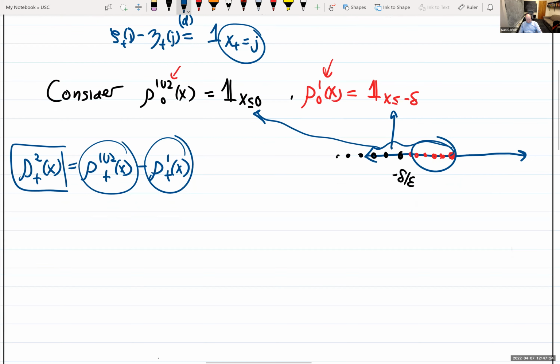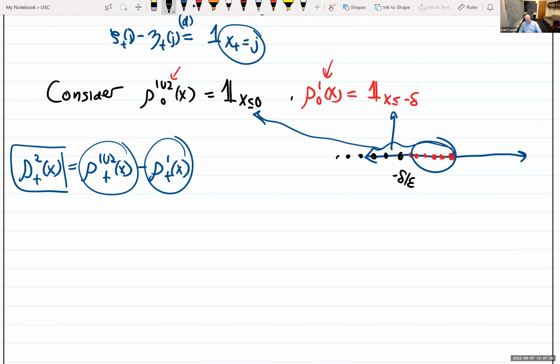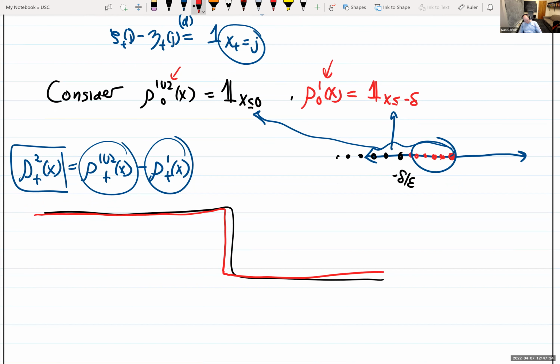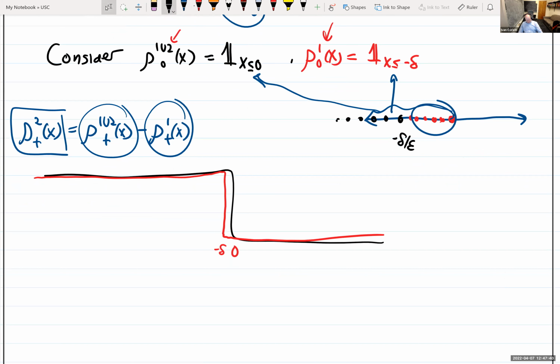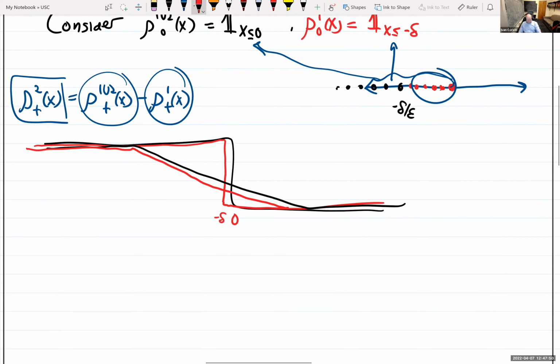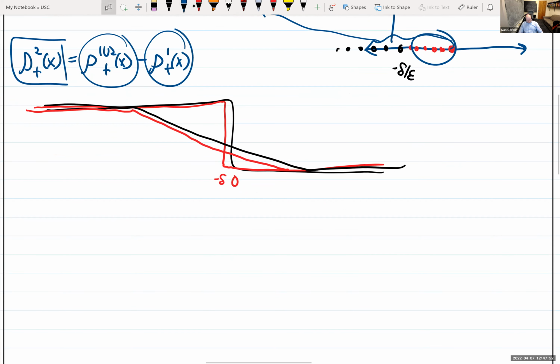So if I draw these, these are my two initial data. I had one initial data and then the other one was shifted by delta. So this is minus delta, this is 0. Then after some amount of time, one of them will spread out like this, and the other one will spread out in very much the same way, but just shifted a little bit by delta to the side.